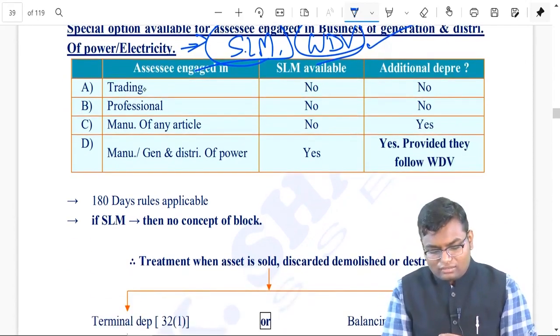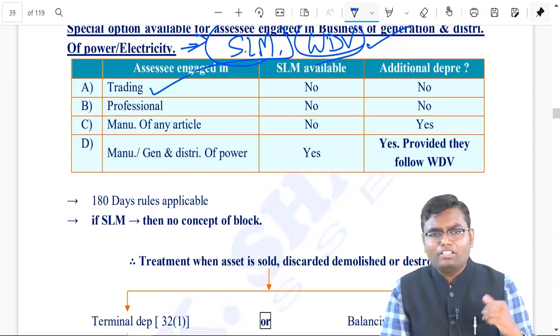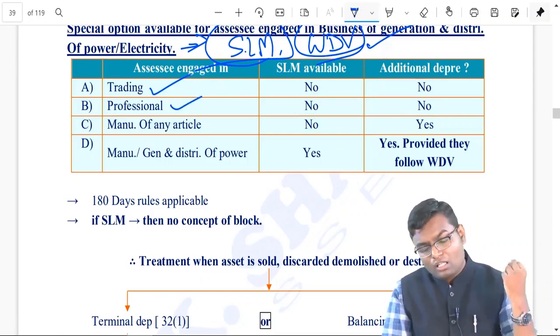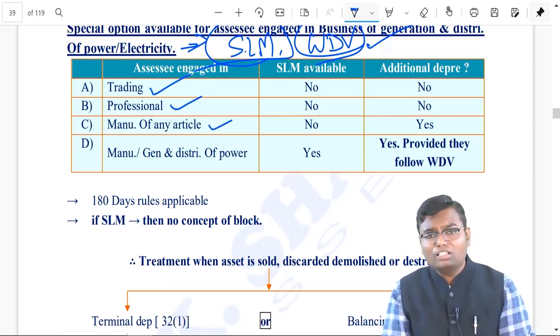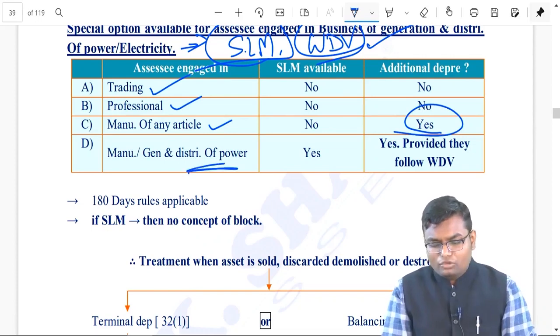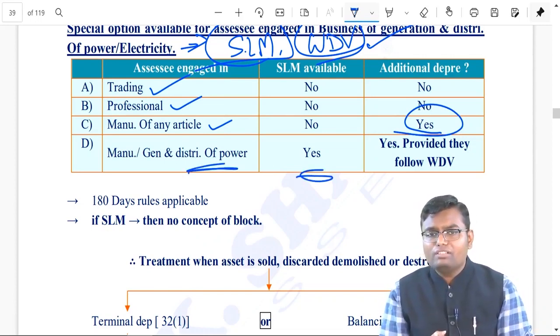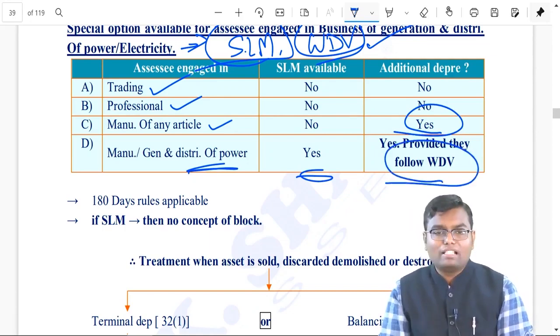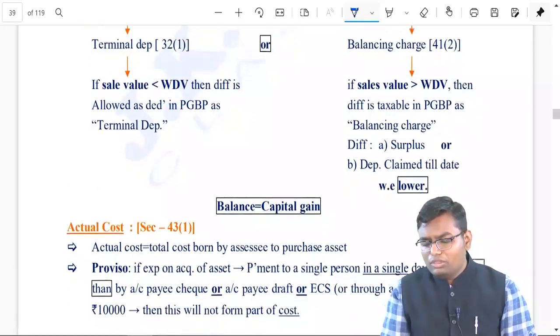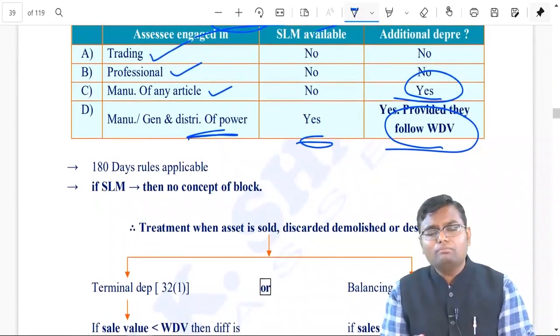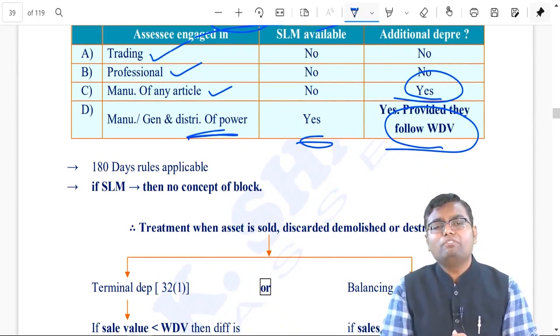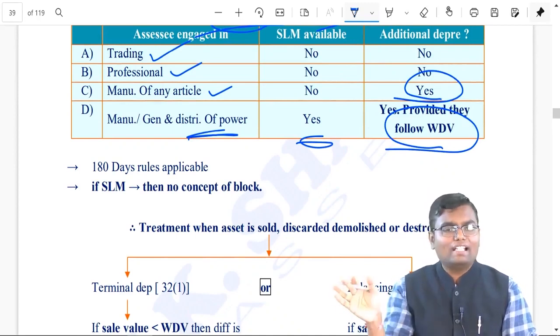So for a trader, SLM method not allowed, additional depreciation not allowed. For a professional, SLM method not allowed, additional depreciation not allowed. For any other manufacturer, SLM method not allowed, additional depreciation definitely allowed. For a power sector unit, you can go for SLM, but then additional depreciation will be applicable only if you follow WDV method. Now, number one, once you claim WDV or once you claim to go to SLM, your decision will be full and final. You cannot change in your entire life.